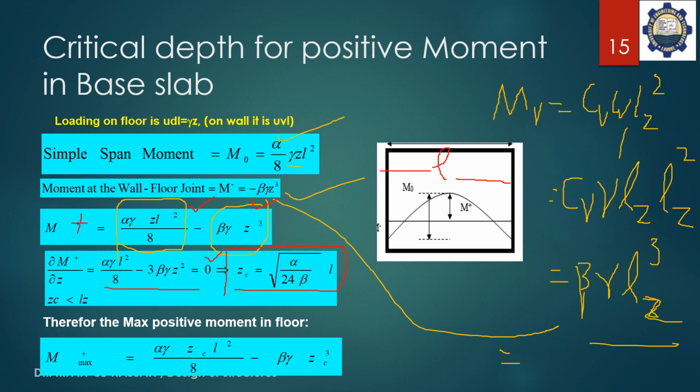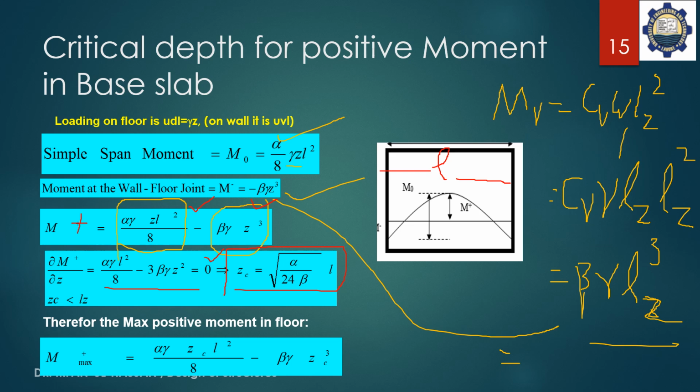Beta is the negative moment coefficient at the wall. When you are designing the shorter span, it will be the negative moment coefficient of the longer wall. So in this way, alpha is the coefficient, basically the fraction of the load going in that direction. If you are designing the shorter direction, alpha is the fraction of load. So you can see it from the table.